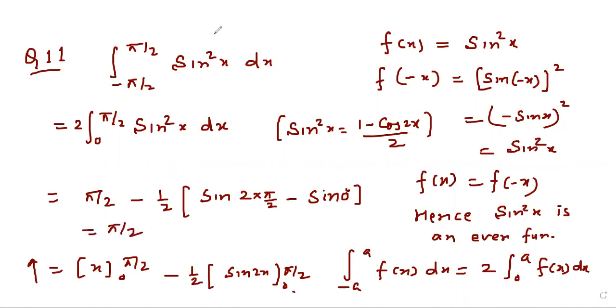Now let's go to question number 12. Question number 12 says integral 0 to pi of x dx divided by 1 plus sine x. Suppose this is I.